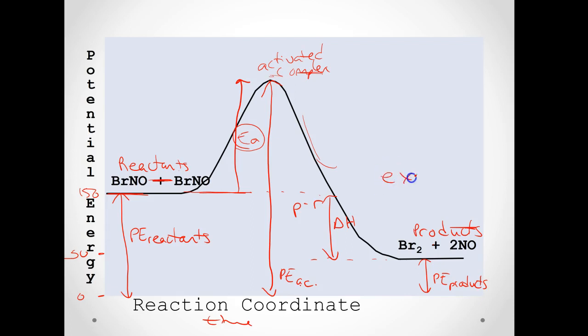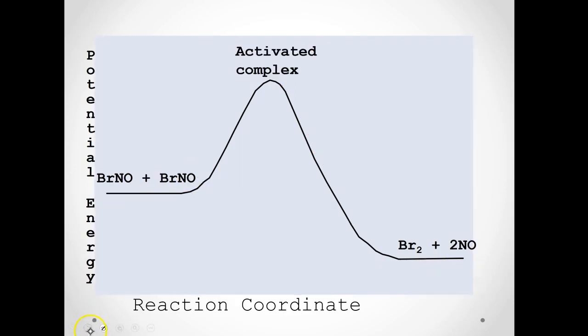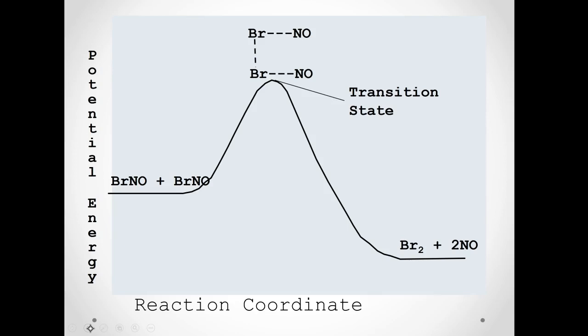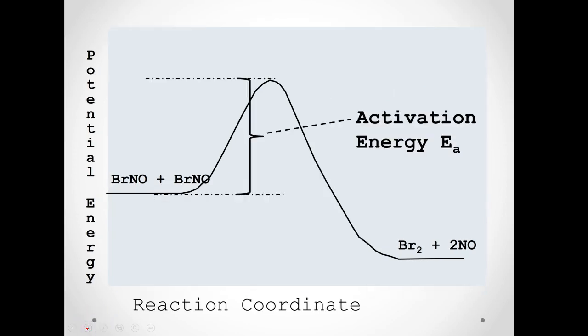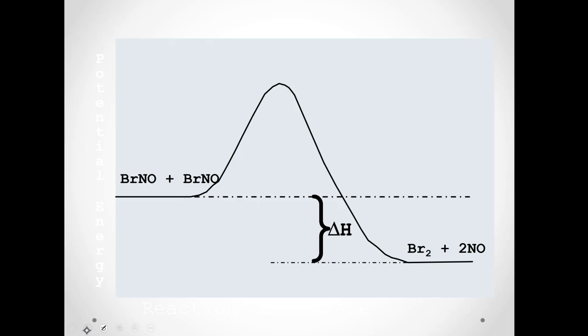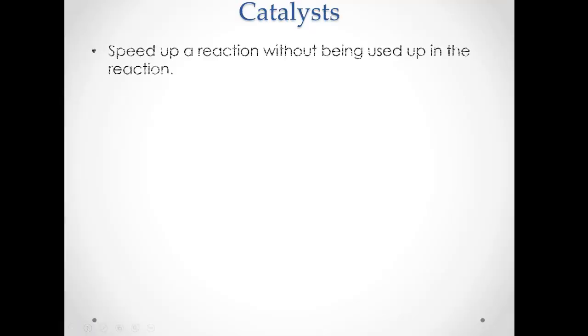This is overall an exothermic reaction because the products have less potential energy than the reactants do. Okay, so this is what the transition state looks like. That's the activation energy. It's how much it needs to get over the hill. That's delta H. What a catalyst does, and you might remember this from bio, is it speeds up a reaction without being used up in the reaction. You may have learned about enzymes in biology.